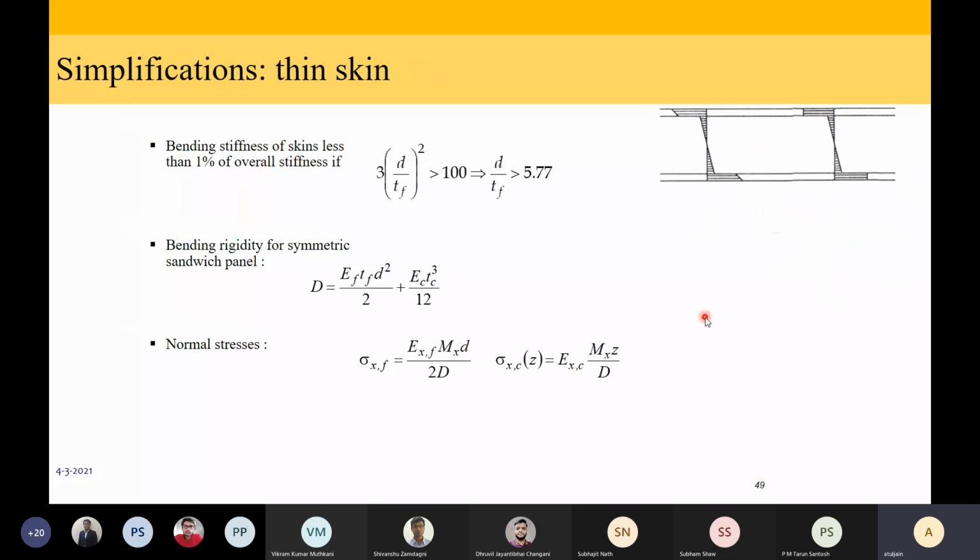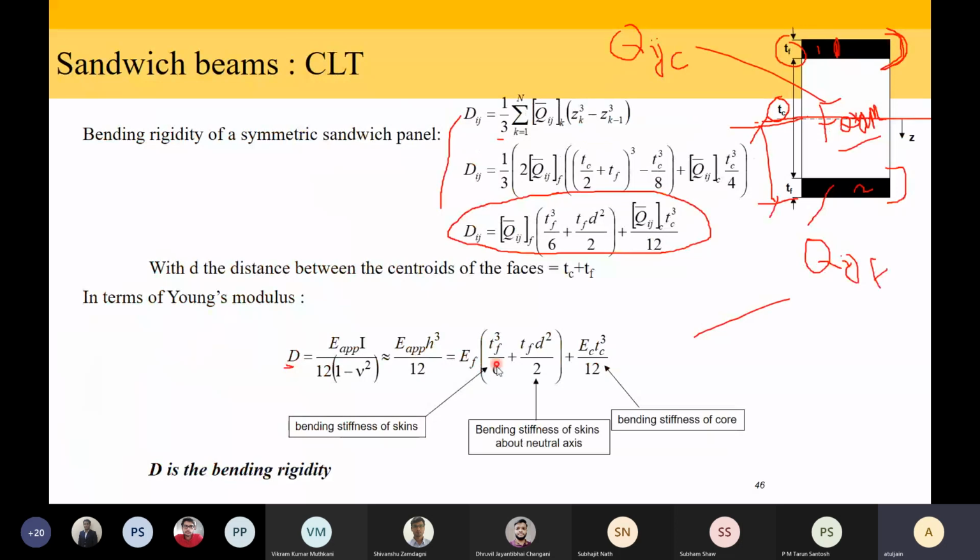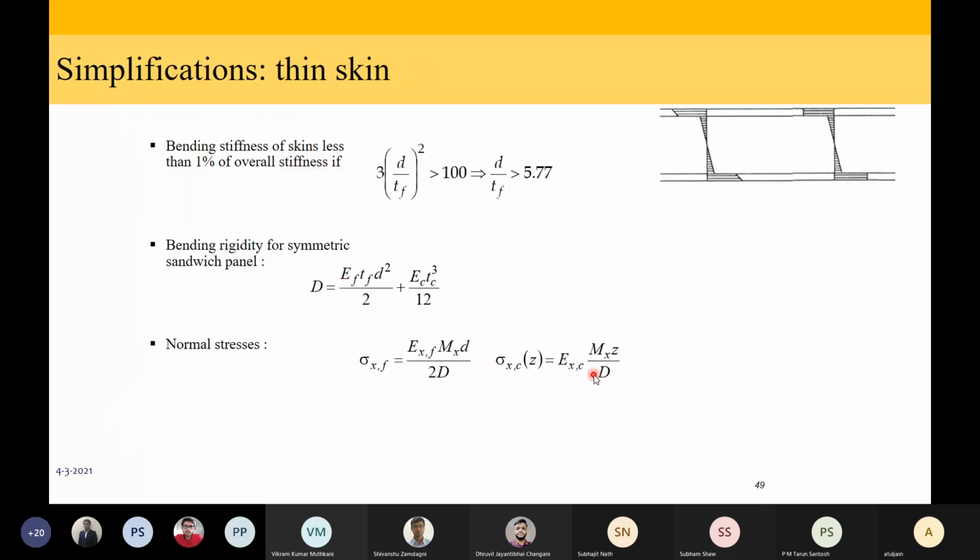Similarly, you can make another assumption, which is that my skin is thin. If my skin is thin, TF is tending to 0. So once again, if I go back a few slides, now my TF term is tending to 0. So I have EF into TF d square by 2 plus EC TC cube by 12. So my D term will come out to be like this. We can simplify.